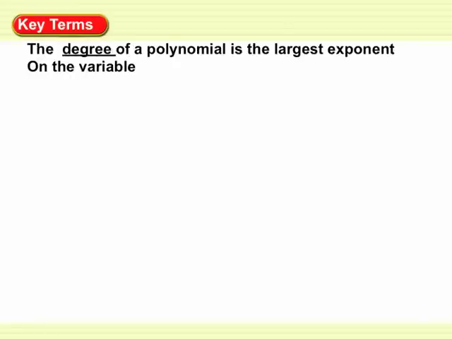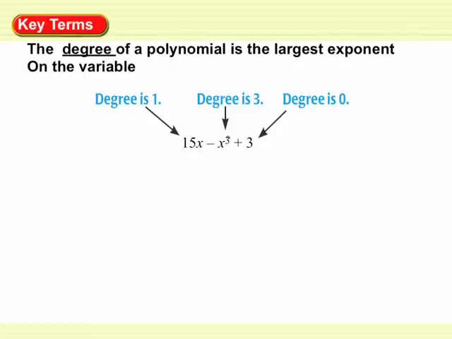The degree of a polynomial is something that we'll find by looking at the largest exponent on the variable. For example, here's a polynomial, 15x minus x cubed plus 3. If I wanted to know the degree of this polynomial expression, first I'd need to find the degree of the individual terms. The first term, 15x, has a degree of 1. Remember that there is an exponent of 1 on the x in that 15x expression. We just don't normally write it there. The second term has a degree of 3 because the exponent there is a 3.